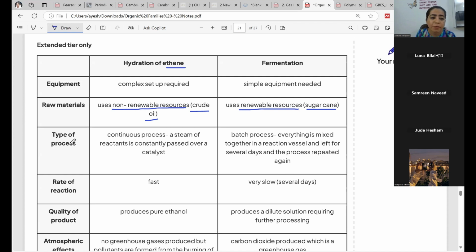Type of the process: the hydration of ethene is a continuous process, meaning once we start the reaction, it will happen till the end without any break. But fermentation is a batch process, meaning every time we mix them, we have to stop the reaction, collect the product, then do it again. So we have to repeat the process after a few days again and again. So it's a batch process.